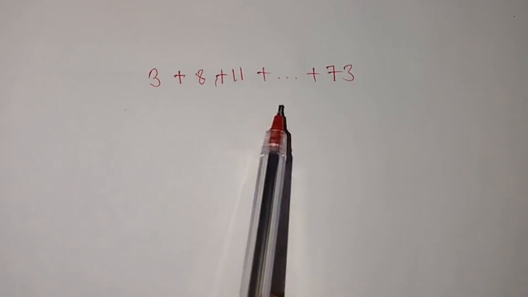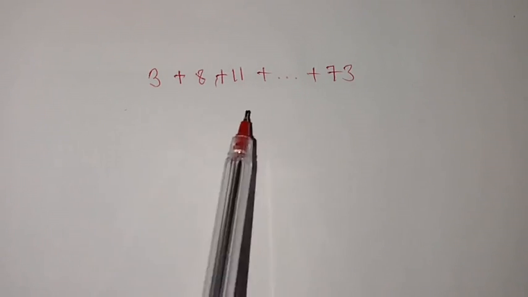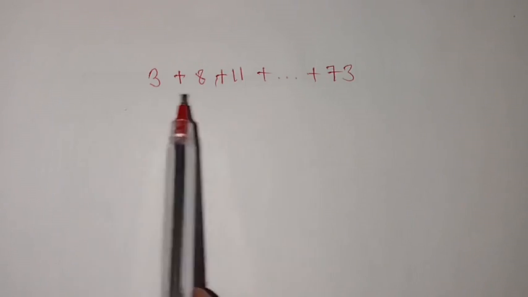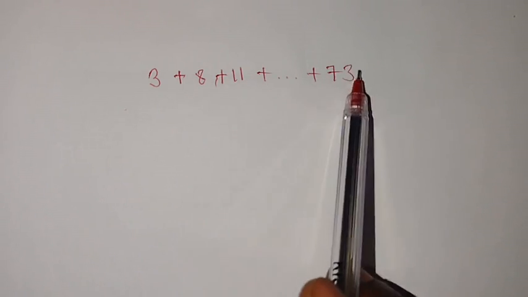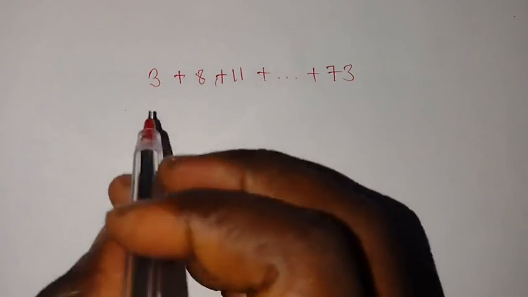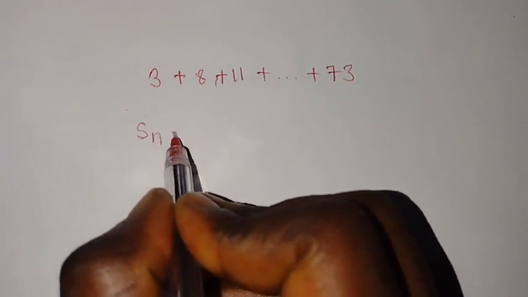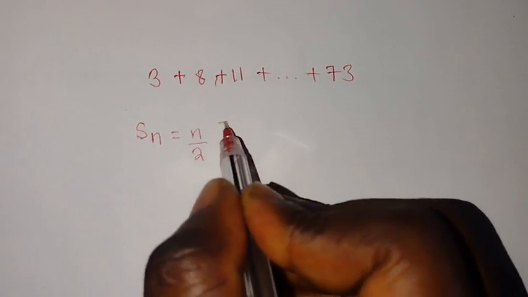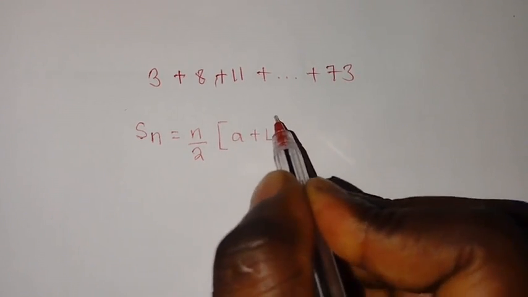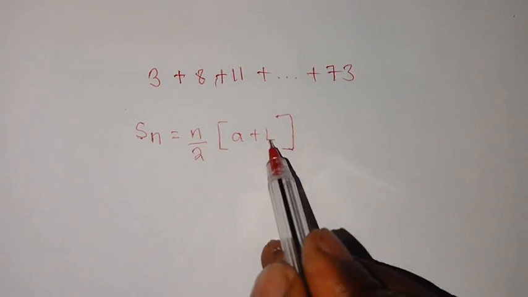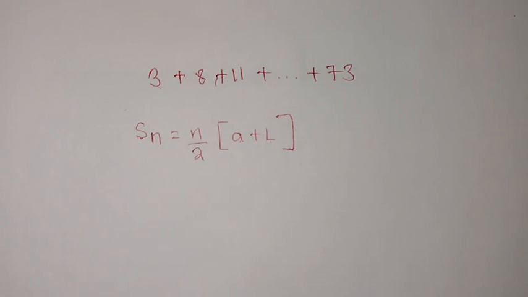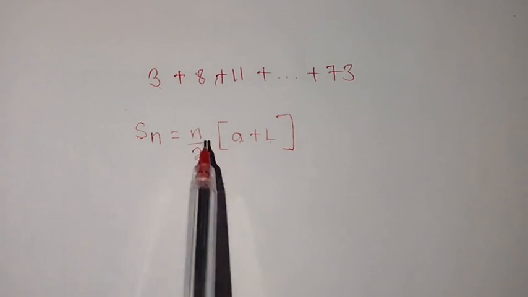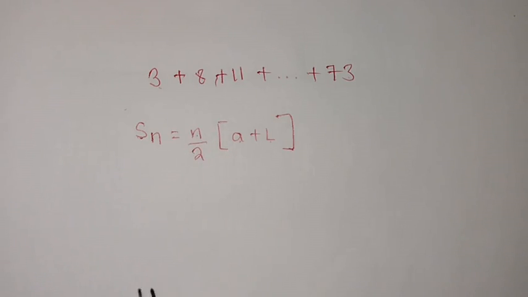So this is our question. They want us to find the sum of this arithmetic series that we have, 3 plus 8 plus 11 plus, then here plus 73. So this is the last term. If we have the last term, we can use this formula: sum is equal to n over 2, open bracket, a plus l. Here l is the last term, which is this one. a is the first term, which is 3. n is the number of terms. Now here we don't know the number of terms for the sum, so we need to find n, which represents the number of terms.